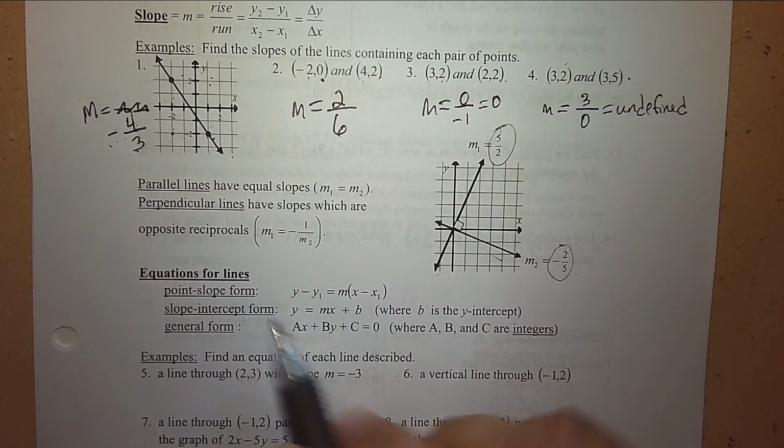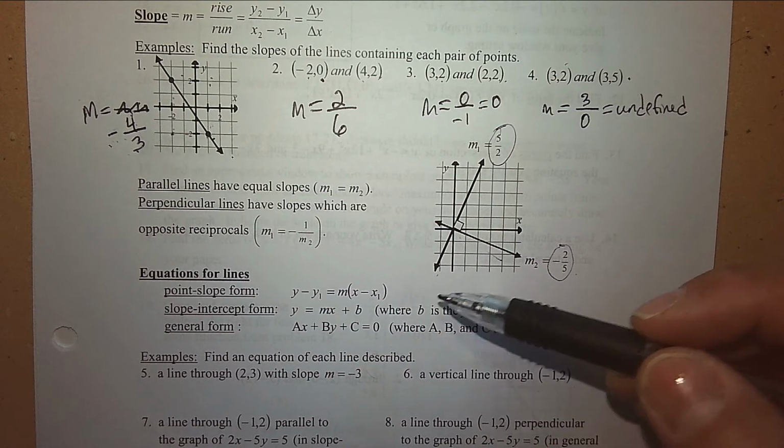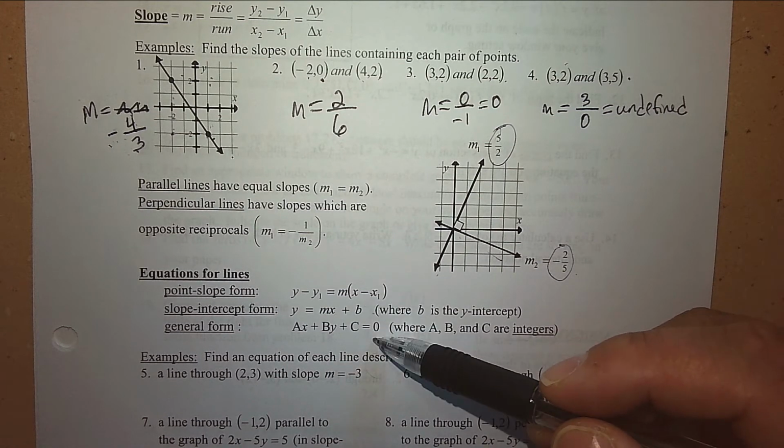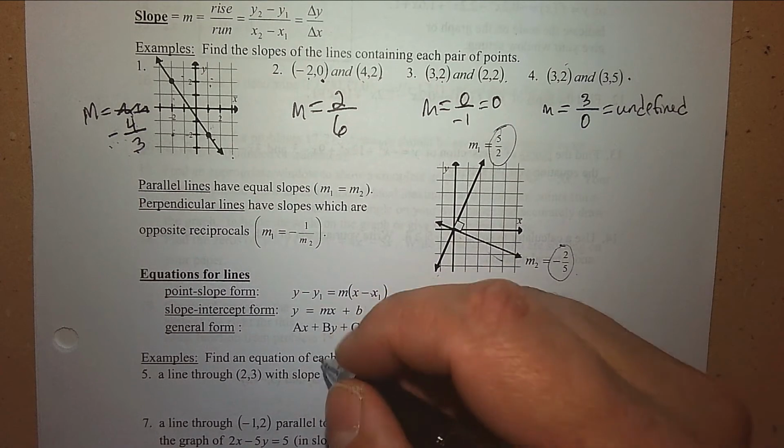So what are different types of equations of lines we can use? Do you see these 3 right here? Yeah. We're going to add one to that. Which one are we going to add that's not here?